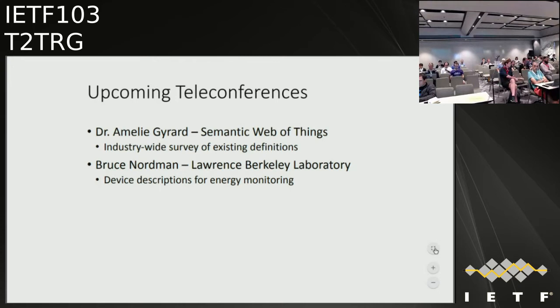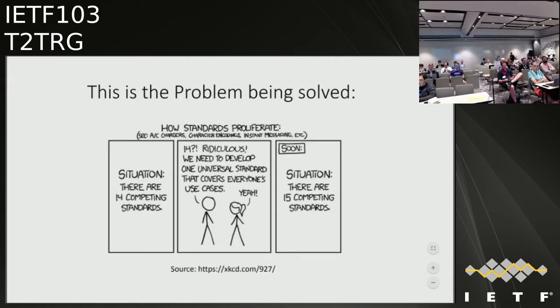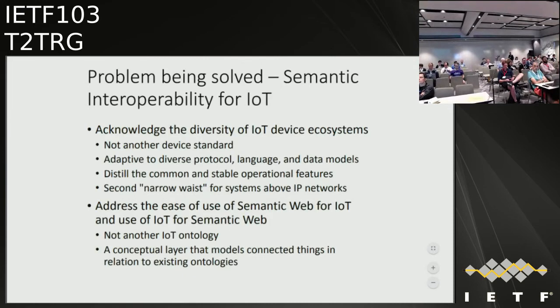And then let me just go through these slides. Next slide, slide 18. I want to relay what the message is. And then next slide, slide 19. The message is that we're solving this problem of there being so many standards organizations by acknowledging that there are going to be a lot of diverse IoT device ecosystems, and everyone isn't just going to choose one. They're going to be coming and going, and they have a lifetime. So basically, we want to build an adaptation layer, next slide, that creates a second narrow waist around semantic interoperability.